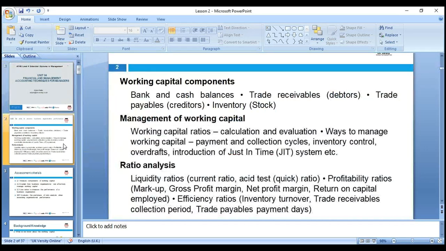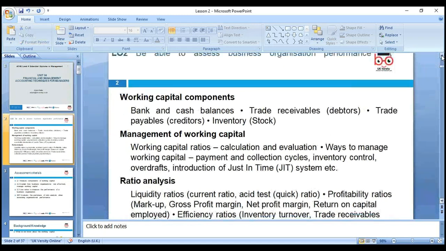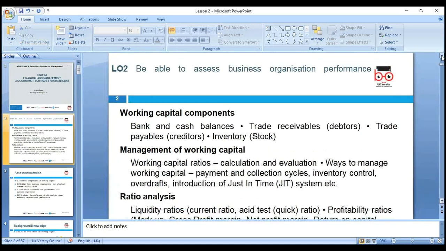Okay, we'll start. Lesson 2, what we're supposed to learn today, is LO2, learning outcome 2: be able to assess business organization performance. So today's lesson will be focused on how we can assess business organization performance.